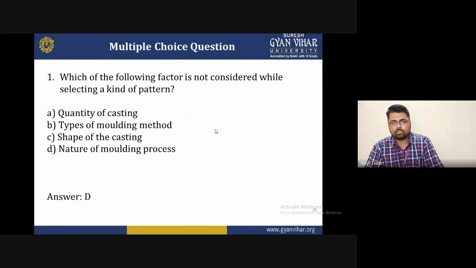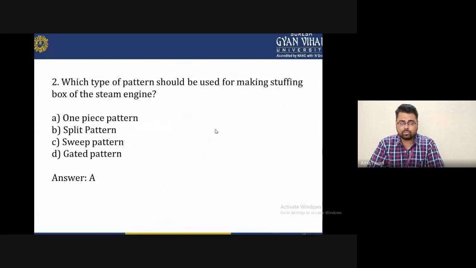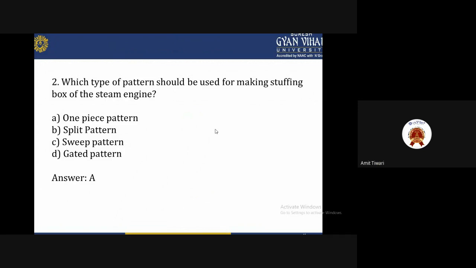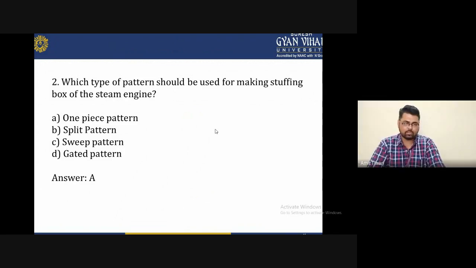Nature of the molding process is not generally considered while selecting a kind of pattern. So it is not the right option. Second one is: which type of pattern should be used for making a stuffing box of the steam engine? The options are A, one piece pattern, B, split pattern, C, sweep pattern, and D, gated pattern. The correct answer is A, that is, a one piece pattern is used for making the stuffing box of the steam engine.